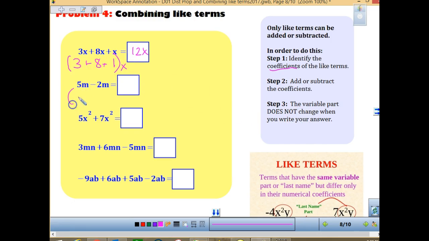So, again, if I was showing my work, I'm taking those coefficients, I'm taking 5 and subtracting 2, and I'm going to have an m with it. So I'm going to have 3m. Jamie, you ready?